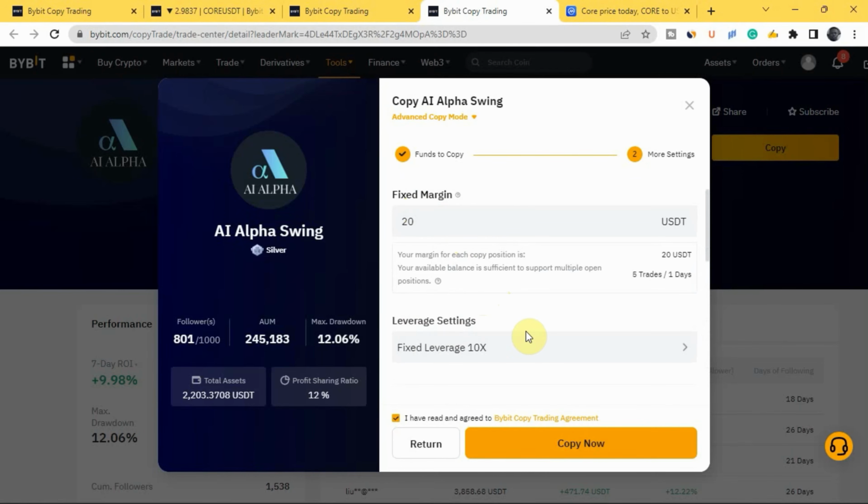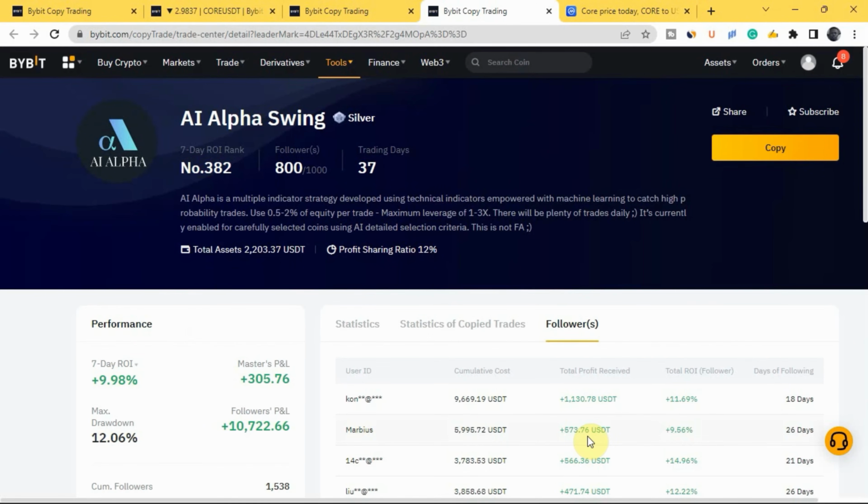So for example, I want to copy this trader with all of these details I've put in. I will just come right here and tap on copy now. Once you tap on copy now, you're already copying the trader. So all you need to do is just wait for the trader to go into a trade. If the trader should go into any trade right now, you automatically copy that trade. So you don't need to be online whenever the person is taking a trade.